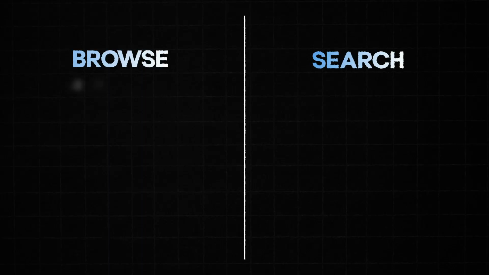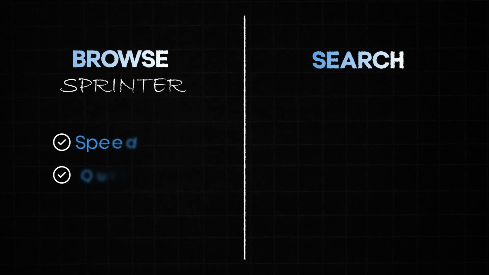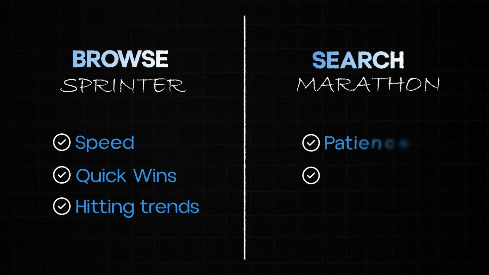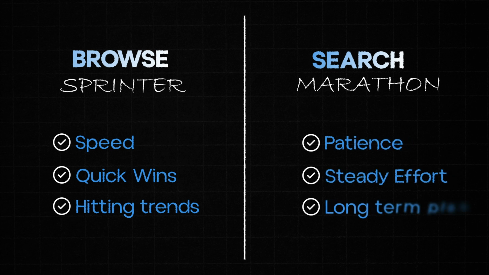Now, if you're not sure which type of video strategy suits you, think of it like choosing between a sprint and a marathon. A browse-based video is like a sprinter. It's all about speed, quick wins, and hitting trends while they're hot. A search-based video is more like a marathon runner. It requires patience, steady effort, and long-term planning for consistent results. Knowing your video type created with Invideo AI will influence everything from your video topics to how you package your videos and analyze your content.